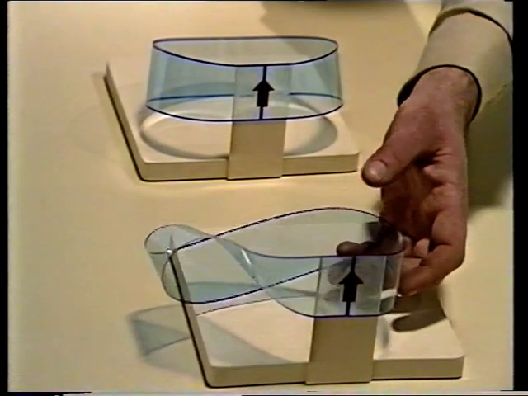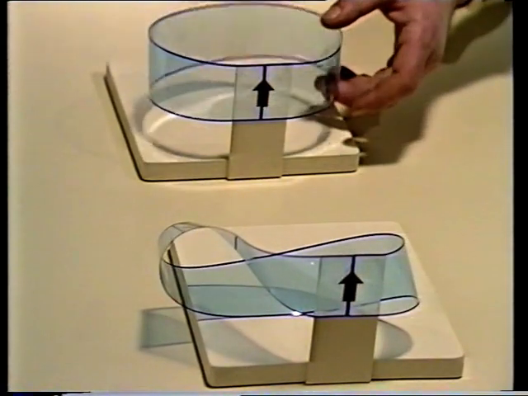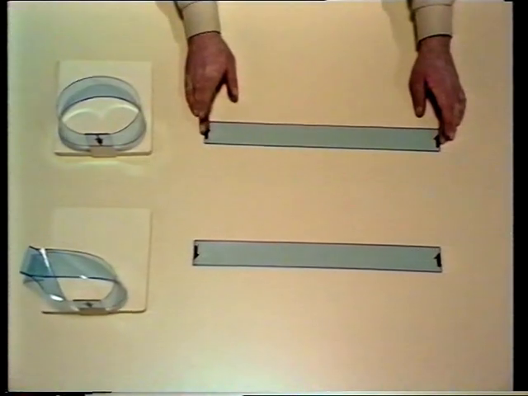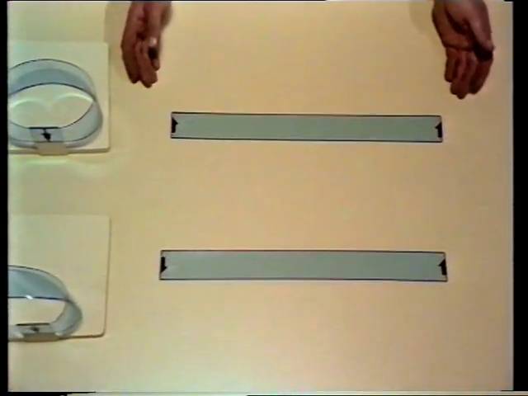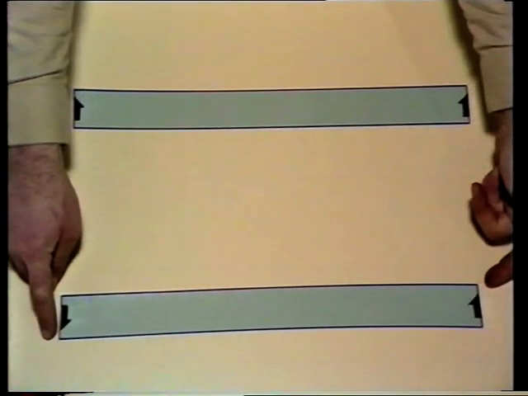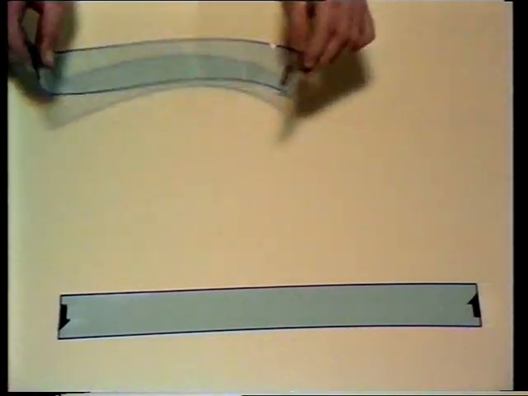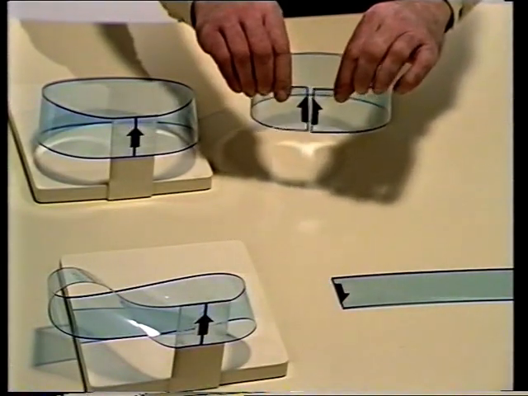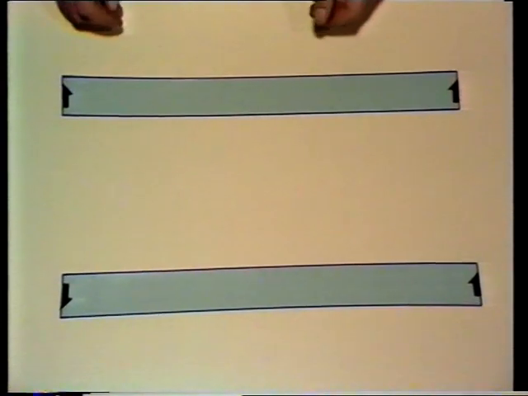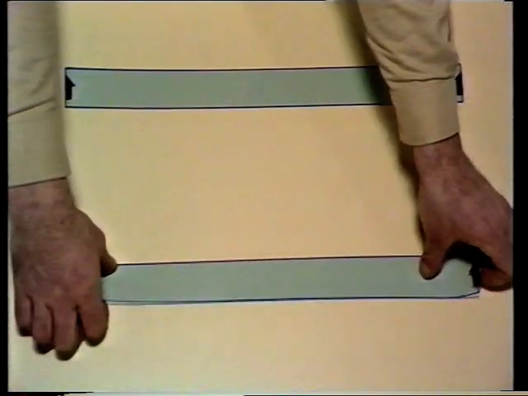The Möbius band and the cylinder can both be made from flat rectangular strips by gluing together the opposite edges, but the direction of gluing is different. For the cylinder, you just glue the edges together without twisting them, whereas for the Möbius band, you have to give a half twist before gluing.